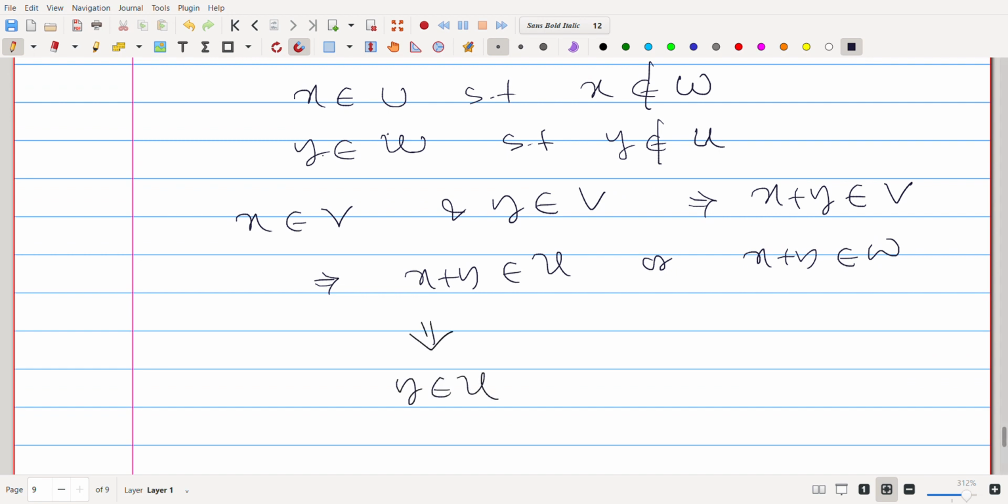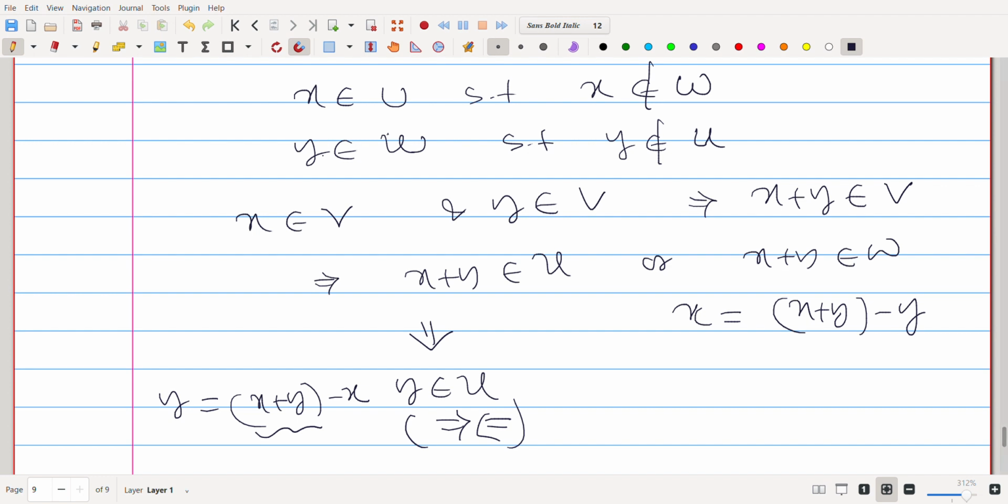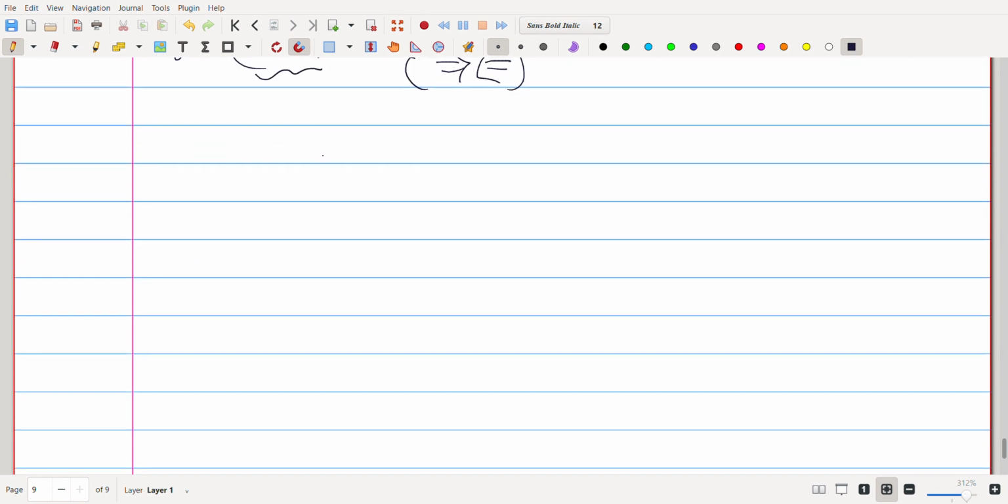If X plus Y belongs to U, that will imply Y belongs to U. Why? Because this is a subspace. So I can write Y equal to X plus Y minus X. X plus Y is in U, X is in U, so Y must be in U. That is a contradiction. As well as if you write X to be X plus Y minus Y, X plus Y is in W, Y is in W, so that will imply X is in W, which is also a contradiction. Hence, V cannot be written as a union of two proper subspaces. Now what about many more? Right? You can do that.